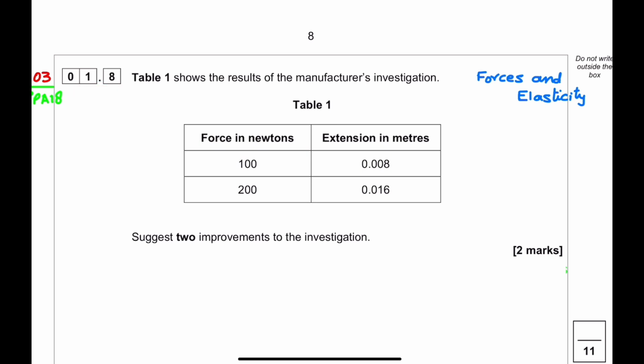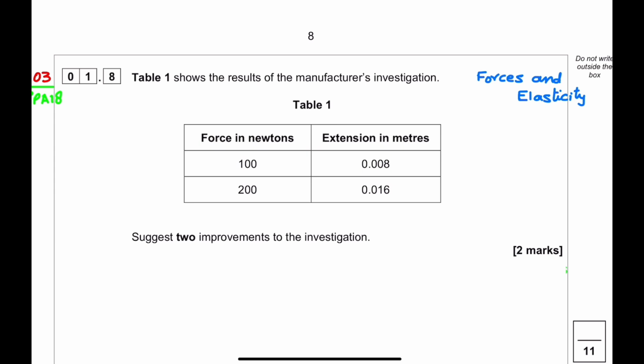1.8 is an AO3 question, and this question is from the required practical activity number 18. Table number 1 shows the result of the manufacturer's investigation. Force in newtons is given 100 newton and 200 newton, and extension which happens in the spring is 0.08 meter and 0.016 meters. Suggest two improvements to the investigation.